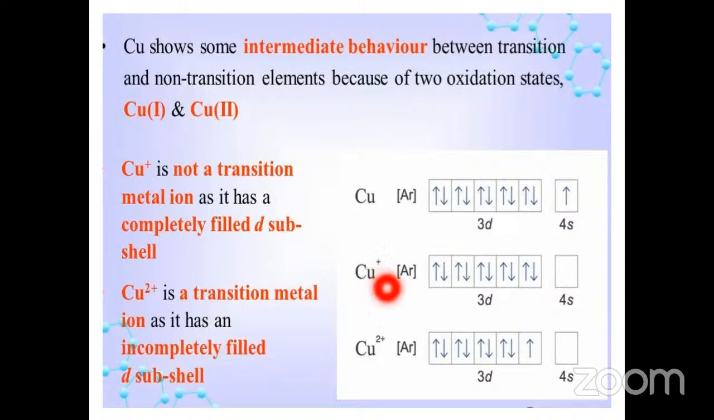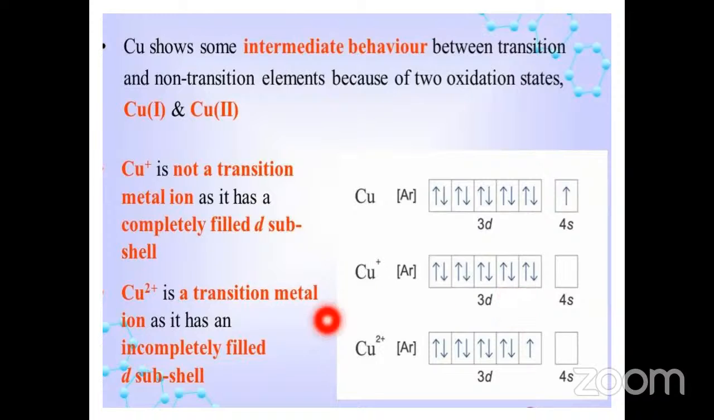Yes, it lost one electron from the 4s orbital. Then what happened whenever it lost one electron from the 4s orbital? Now it has 10 electrons in the d orbitals. That means the d orbital is completely filled with electrons in this Cu+ state.